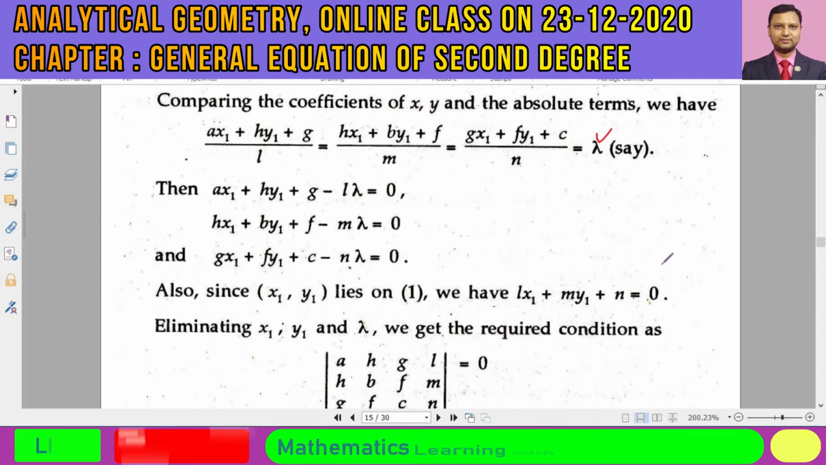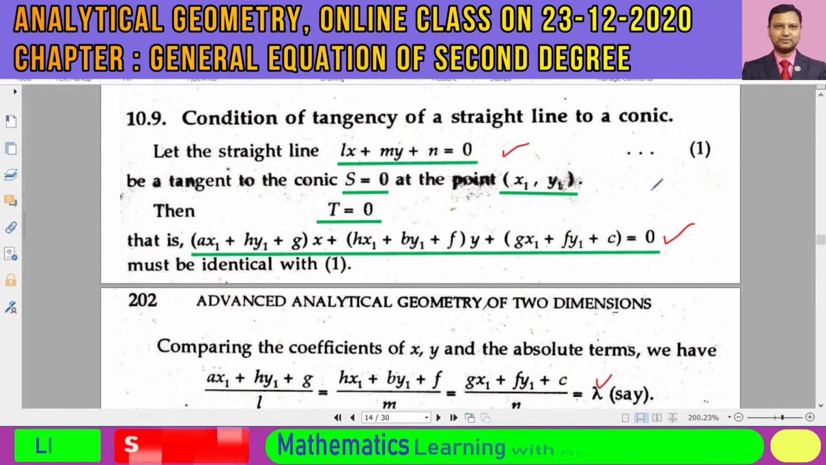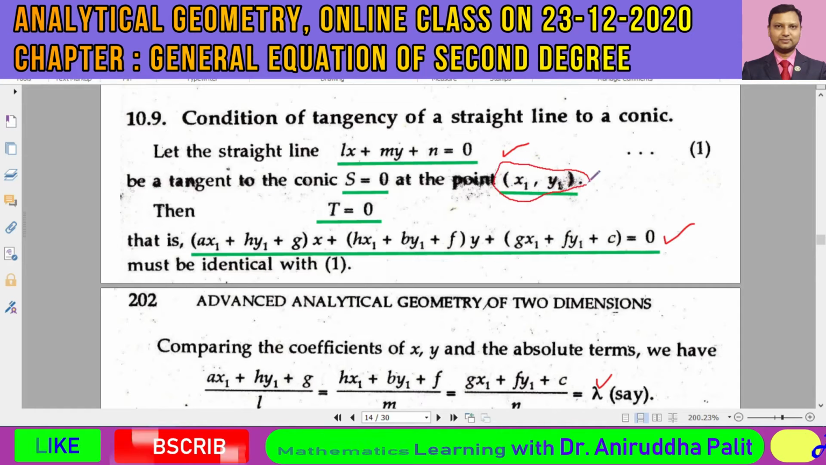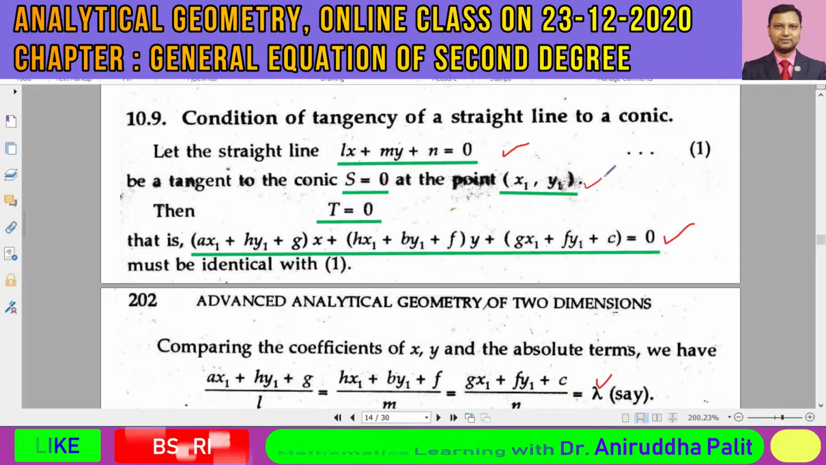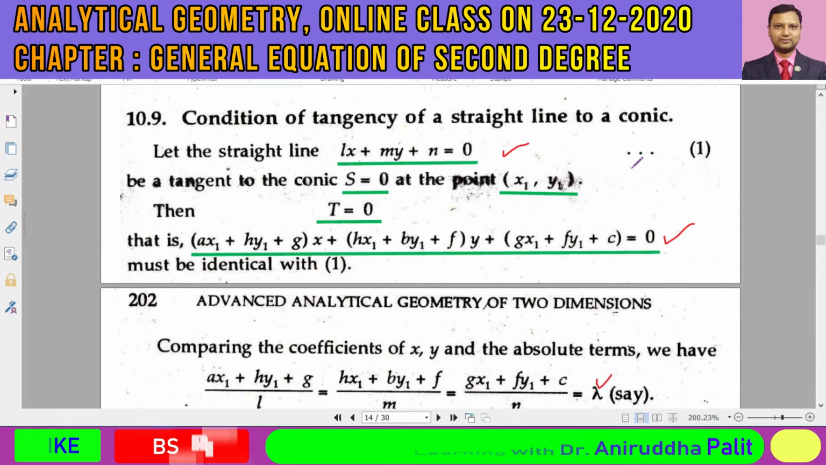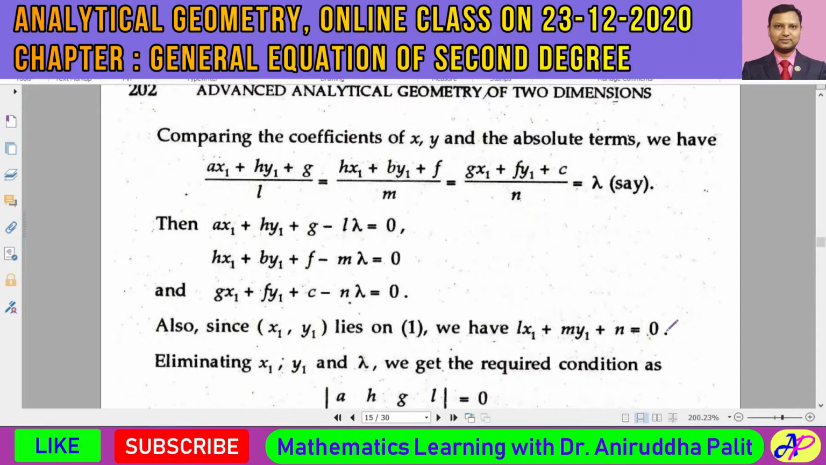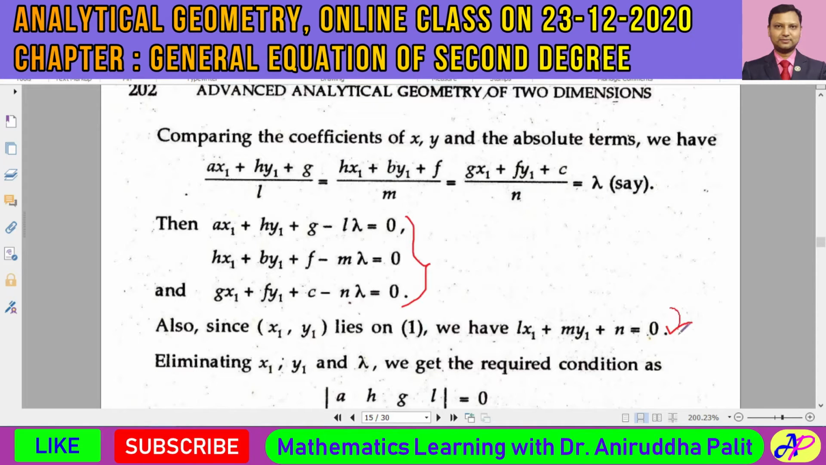And we already know that this straight line lx plus my plus n is a tangent at the point x1, y1. Therefore, this point x1, y1 must lie on this straight line lx plus my plus n equals 0. What I'm trying to say is that x1, y1 must satisfy equation number 1. Therefore we have the result lx1 plus my1 plus n equals 0. So we actually have four equations. These are the three equations and this is the fourth equation.